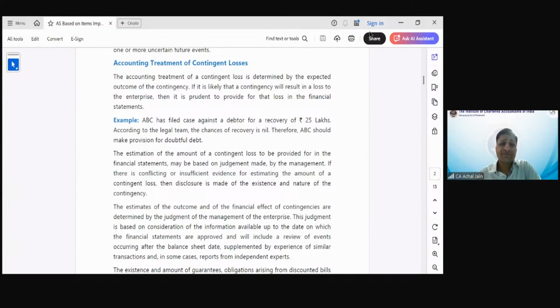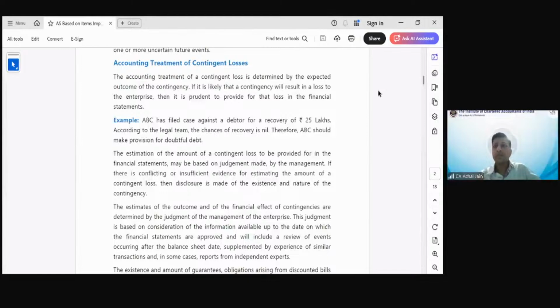So in this case, what do you do? Estimation in the sense that this money is not known as to what is going to be recovered. So other than that, everything you will provide. That's how we'll be going about it. So the estimation of the amount of contingent loss to be provided for in the financial statements may be based on judgment, okay, which has to be made by the management. And of course around this, management will be giving a disclosure in the financial statements. Correct? So these are some of the situations one can really look at.